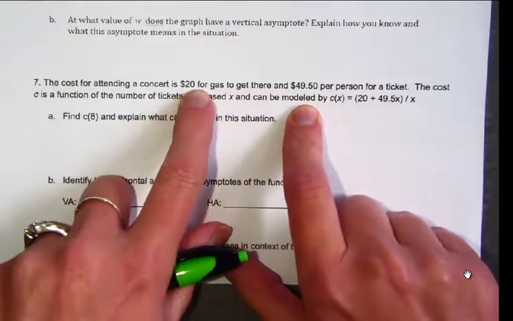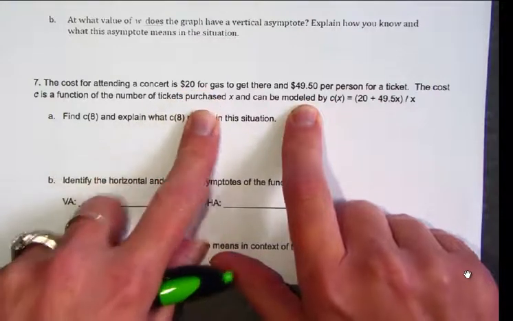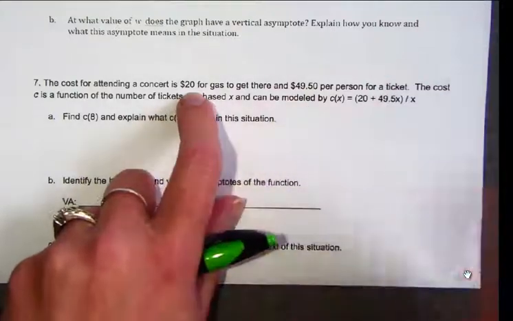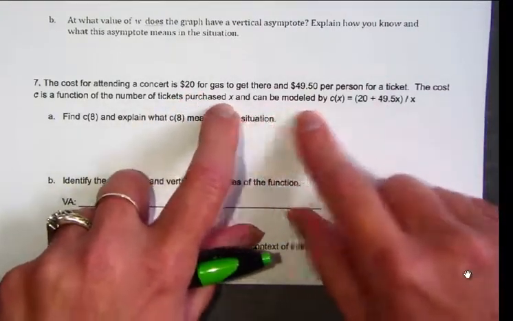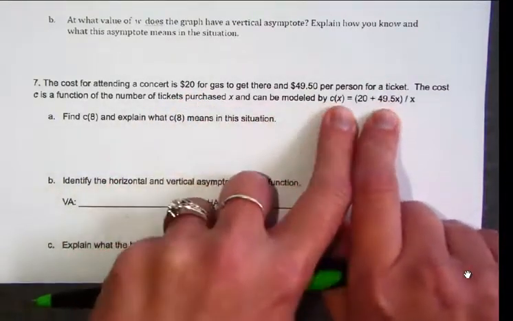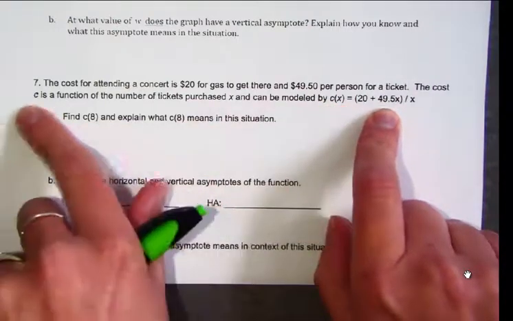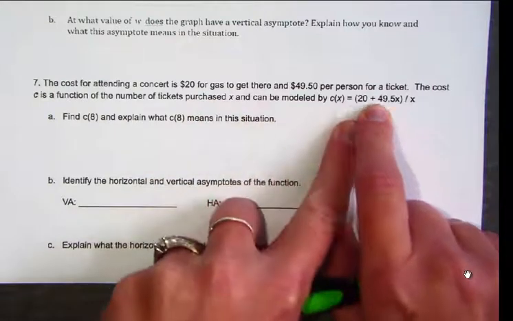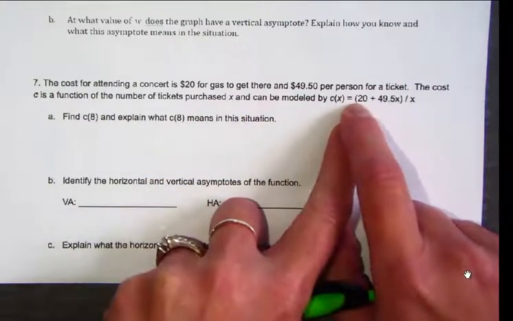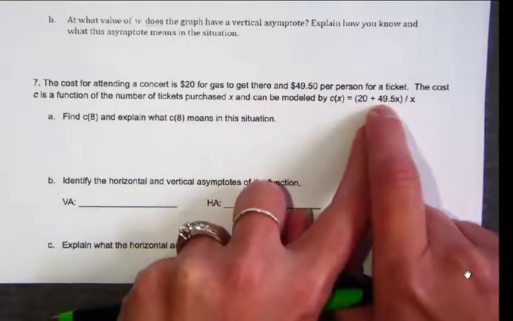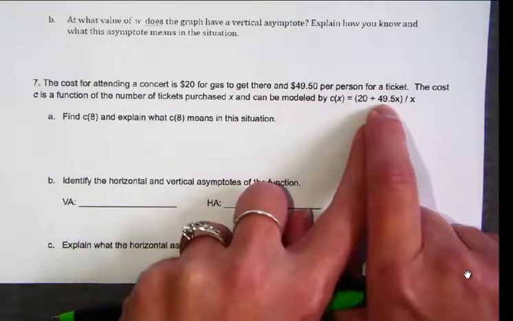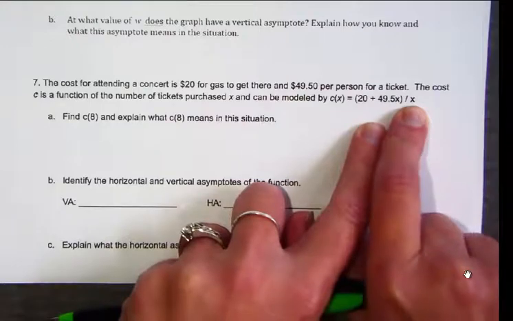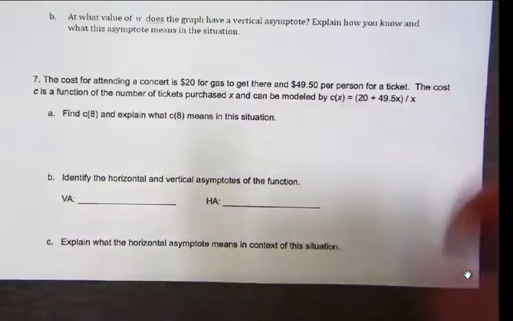So maybe there's a possibility that if enough people chip in, they could get a bus to take them to the concert, and then nobody would have to worry about driving there and back or parking and all that kind of stuff. So the cost is a function of the number of tickets purchased and can be modeled by this flat rate for gas, this $49.50 per ticket, and then we would divide it for the total number of tickets that are purchased, the total number of people that are going.